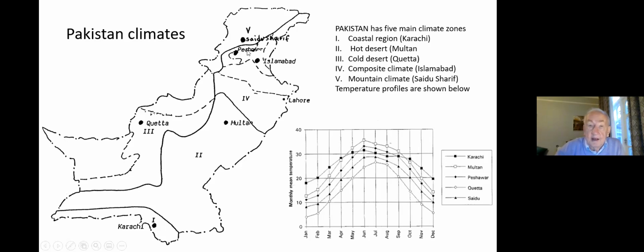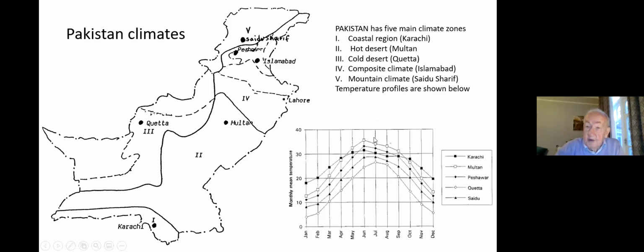Then in area 4 we have a composite climate, which is a bit of hot and a bit of wet, and then in area 5 we have a mountain climate, Saidu Sharif. We're getting into the foothills of the Himalayas here, and so the temperatures tend to be lower.